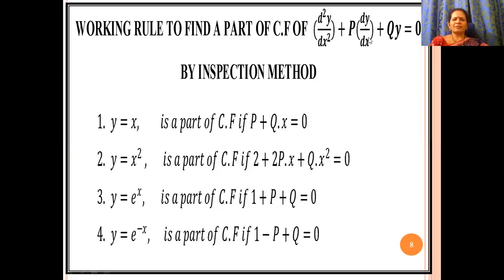Working rule to find the part of the complementary function by the inspection method. If we satisfy these values, then the complementary function we can take like this directly.